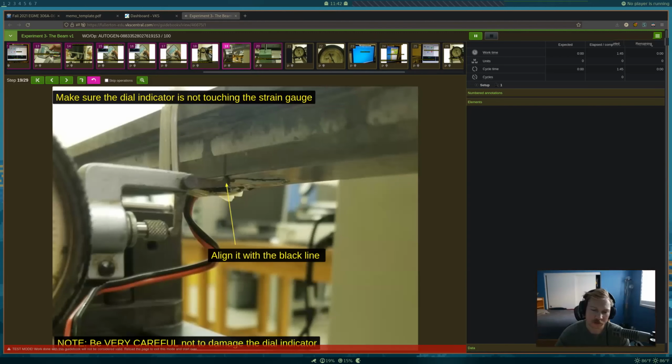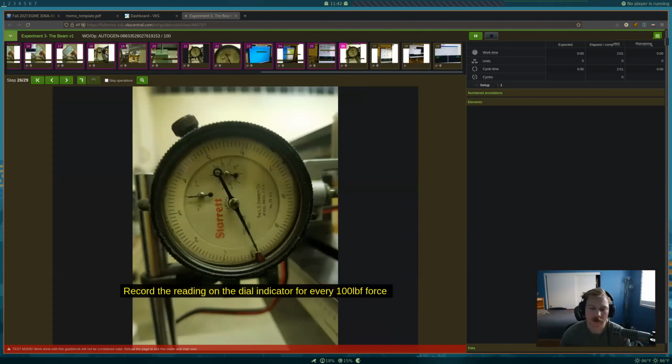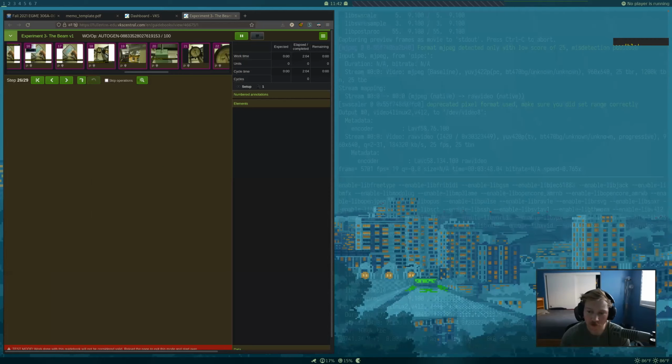So this should also be set up for you automatically. Well, the lab technician will set it up. And you should check though, once you're in the lab, you'll see this black line here. The dial gauge should be aligned with that. Okay, so that's a little preview of what the lab is going to look like.